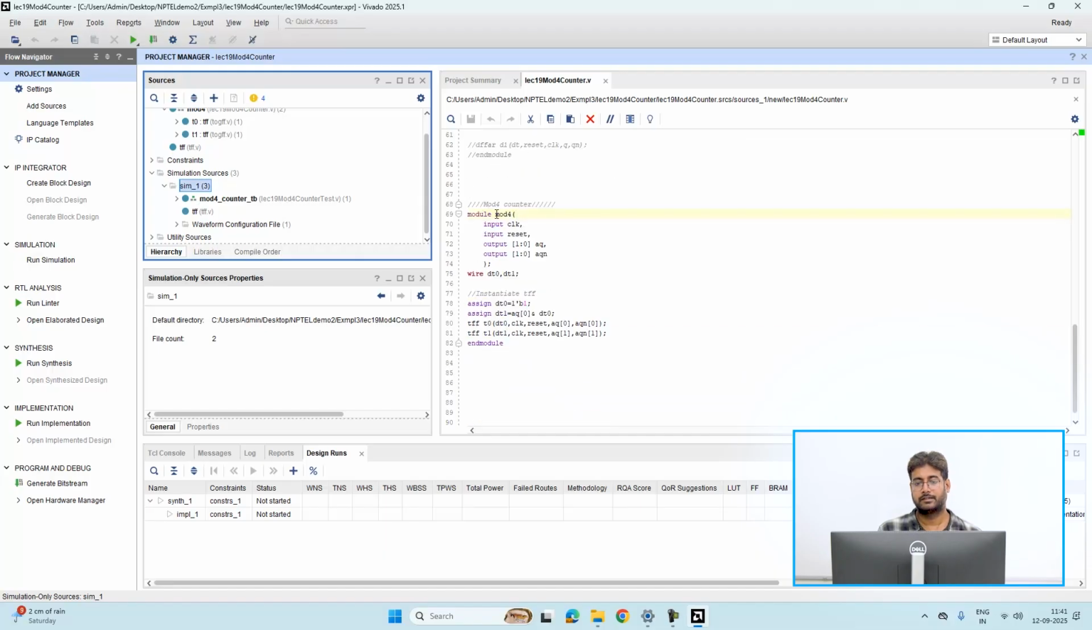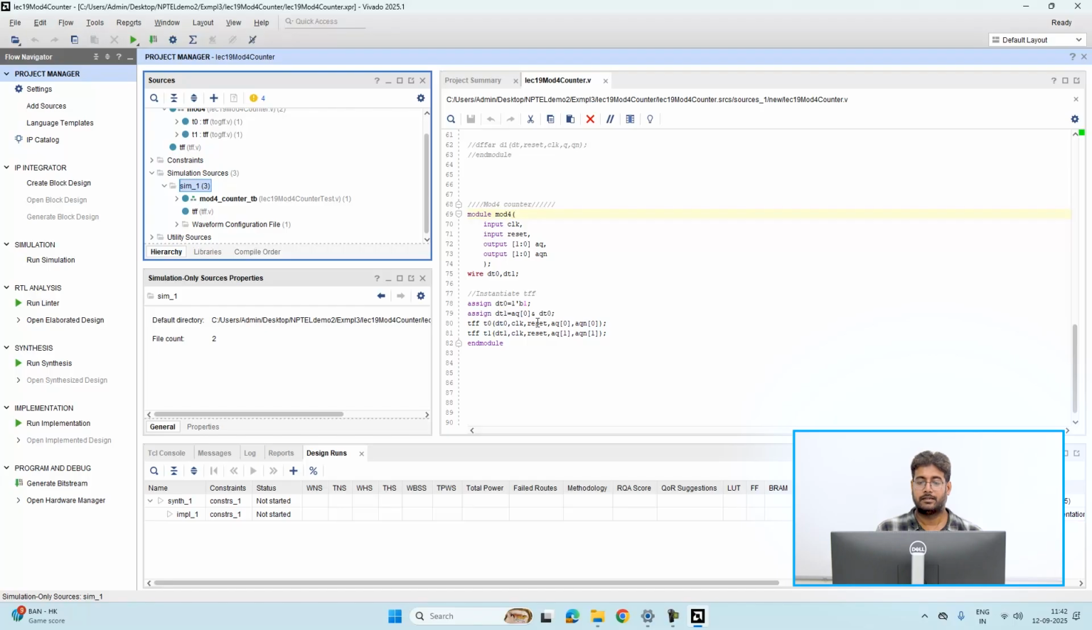And for the mod 4 counter, inputs are a clock and a reset, outputs are AQ and AQN. Two wires are defined, DT0 and DT1. Instantiation of toggle flip-flop is done. This TFF we already demonstrated in the previous example. DT0 is assigned the 1-bit value 1 continuously.